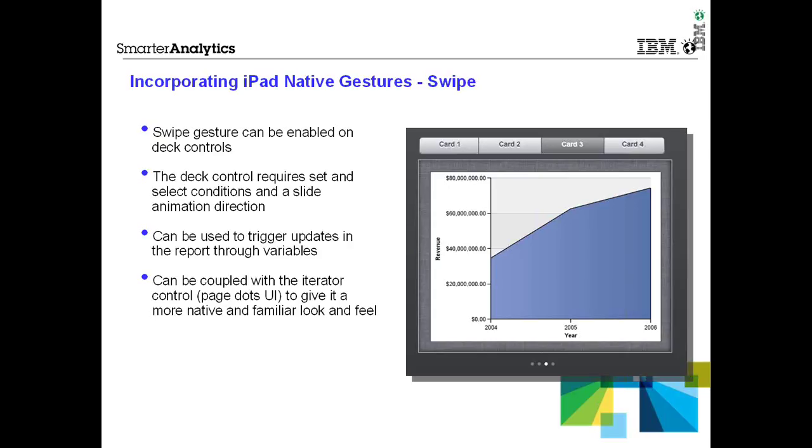If you want to do a quick review, you can move from one region to another region quickly using the swipe gesture. The slide animation direction is a property which defines the movement of cards, whether you want to swipe from left to right or right to left or top to bottom or vice versa. The swipe gestures can also be used as triggers to update the reports through variables.